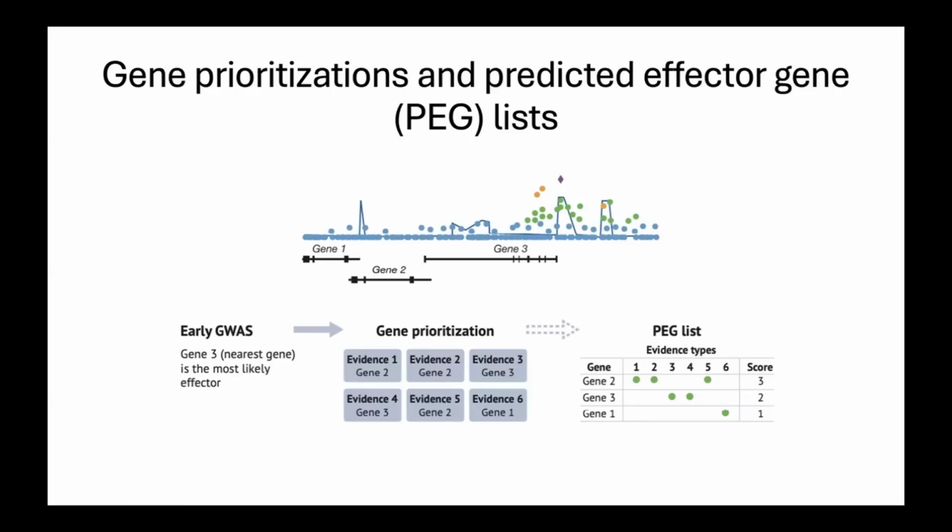And then sometimes, but not always, which is why we have this dashed arrow, people summarize gene prioritizations in what we're calling PEG lists. So this would be just one summarization of all the evidence for all the genes, and there's often a scoring system to say which is the most likely to be the causal gene.